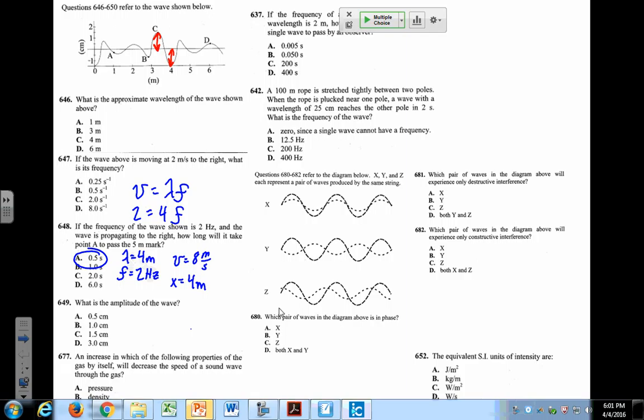Now let's look at number 680. Which pair of these waves is in phase? X, Y, or Z, or both X and Y? Which is in phase? I'll stop at 18. 20. Missing somebody out there. All right.